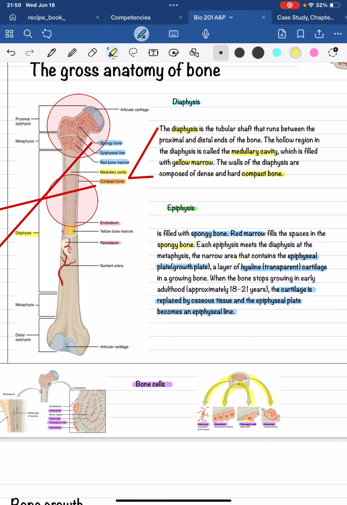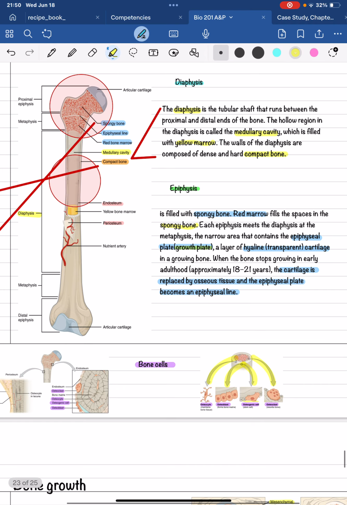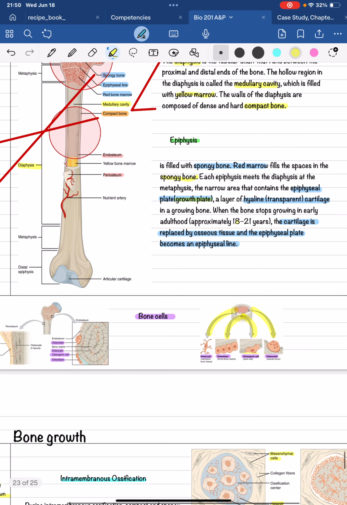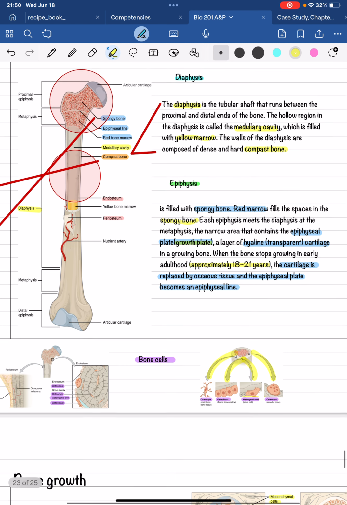The metaphysis is the narrow area that contains the epiphyseal plate, which is the growth plate, a layer of hyaline cartilage in a growing bone. The bone stops growing in early adulthood, approximately 18 to 21 years old. And then at that point, the cartilage is replaced by osseous tissue, and the epiphyseal plate becomes the epiphyseal line. So here's the epiphysis, the proximal, and this is the distal one, and they always meet the diaphysis at the metaphysis.